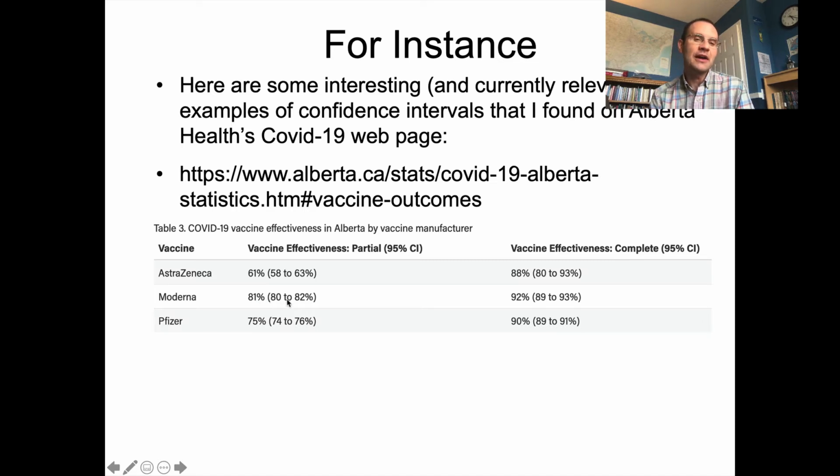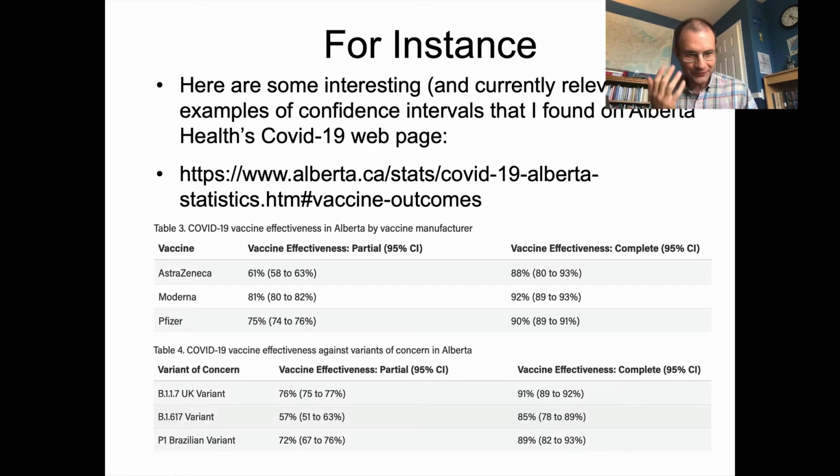But the 95% confidence interval is actually pretty tight here. It's 80 to 82%. So we can be fairly confident that it's within this range. But, you know, it might be 85 or 72 or something like that. We don't know absolutely for sure, but this is a pretty good guess. So they're presenting this statistical information on top of these overall numbers.